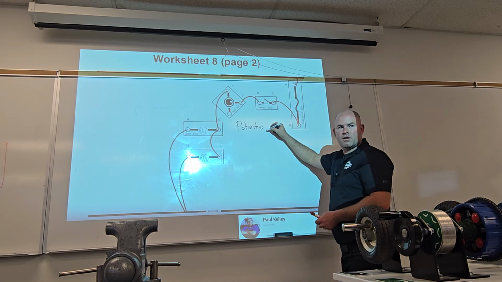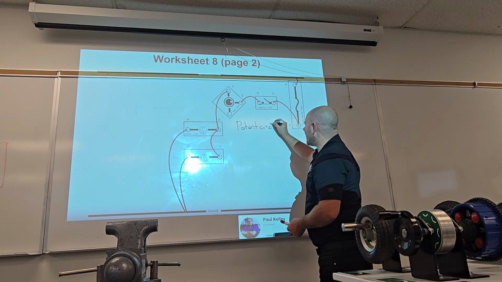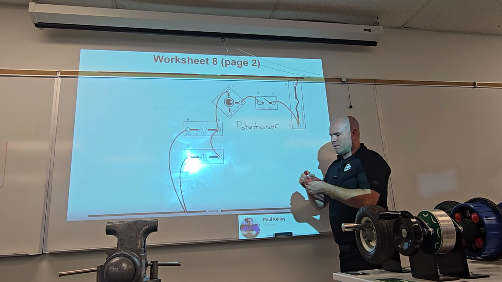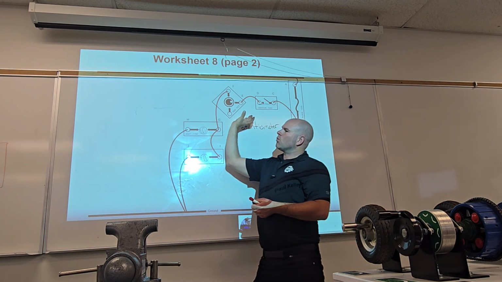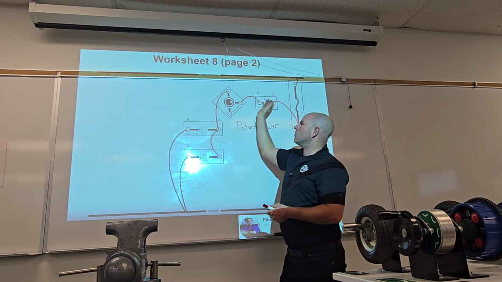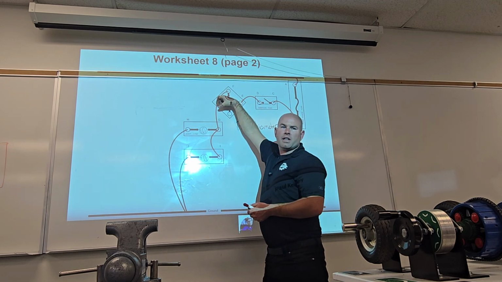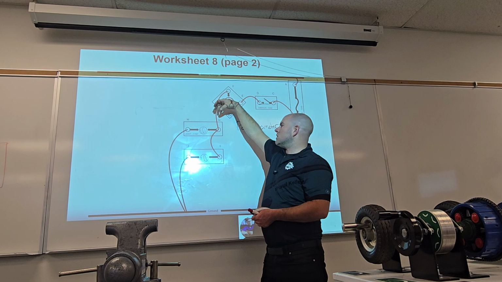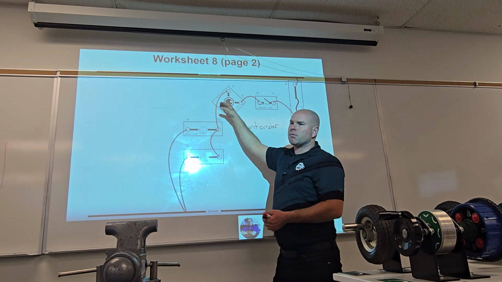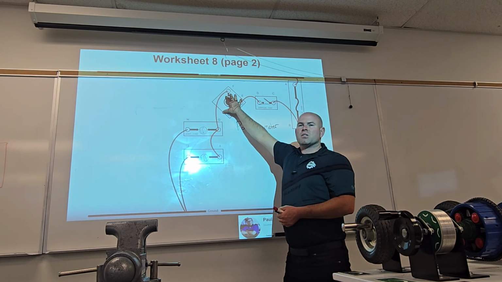P-O-T-E-N-T-I-O. Anybody know where I'm going? Ohmmeter, yeah, exactly. So this is like a potentiometer, like a rheostat. If you have it turned really to the left, in this example, it might technically be to the right, this will be low resistance. But if you turn it to the right, that would be high resistance. So this is a variable resistor.